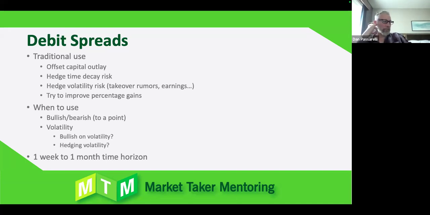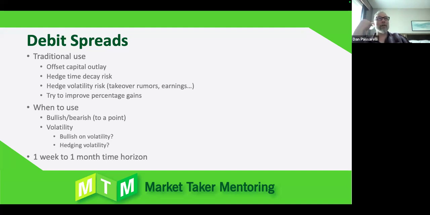The traditional use for these is to offset a capital outlay. If we're trading a debit call spread, the way we make or lose money is with the long call. That's what we make or lose our money on. The short call does two things for us. It hedges my time decay. It hedges my volatility risk. And it offsets my capital outlay.